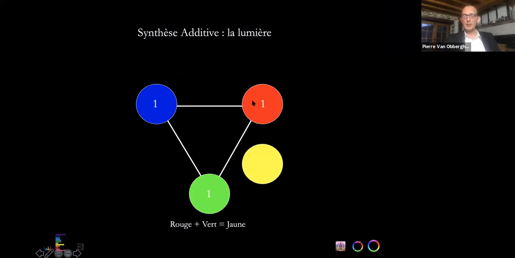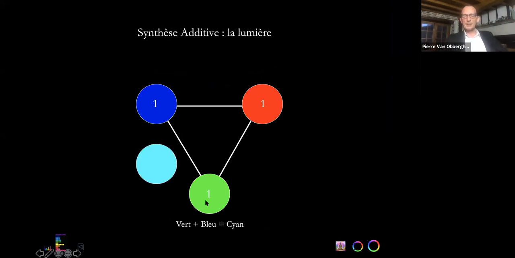If you mix red plus green with light, you will make yellow. Very strange, but you can test it. You take a spot of red light, you take a spot of green light, and you put those two lights in the same area, and you will see yellow.